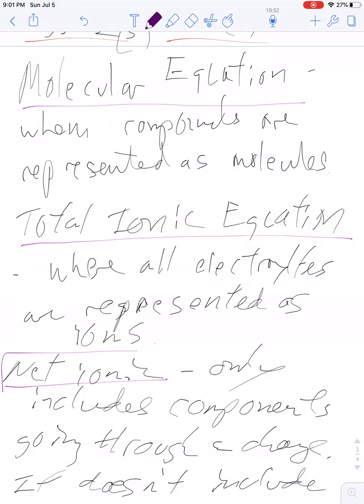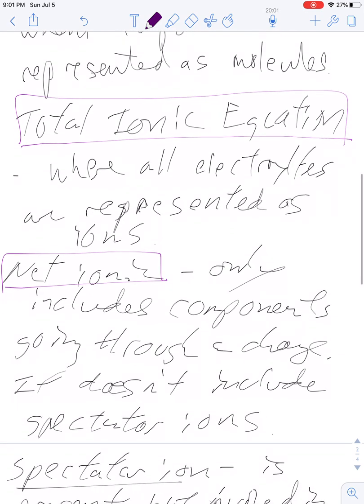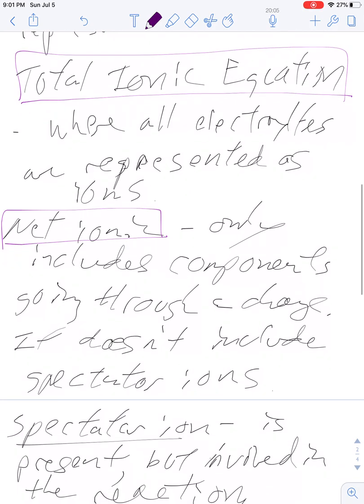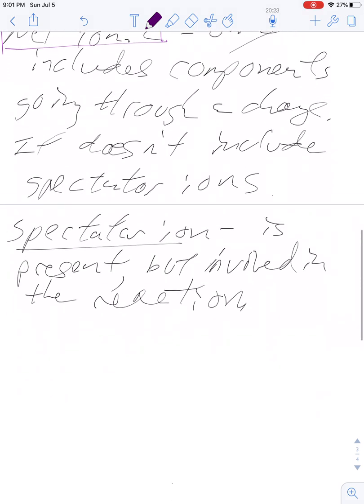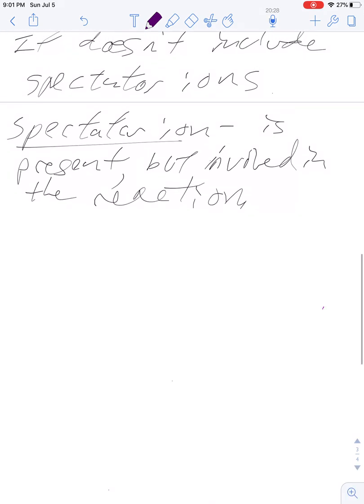Then we've got the net ionic equation. The net ionic equation only includes components that are going through a change. It does not include spectator ions. And what do I mean by spectator ion? A spectator ion is present in the solution, but it's not involved in the reaction. It's like in a sport where people are up in the stands watching, but they are not involved in the actual game going on. They're just observing. Okay? So let's do an example of these.